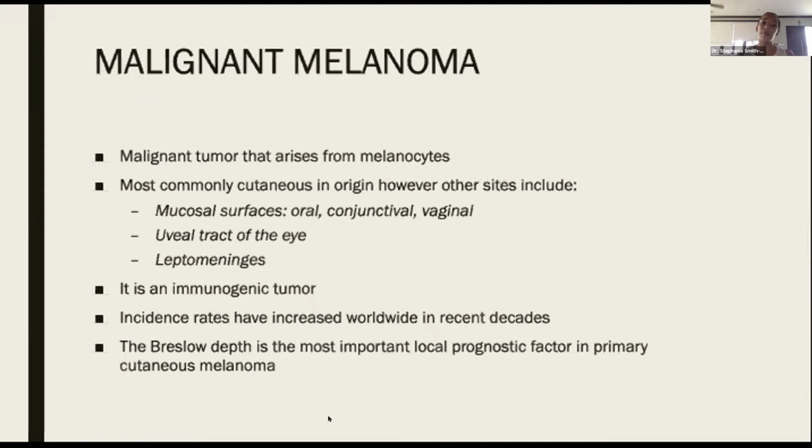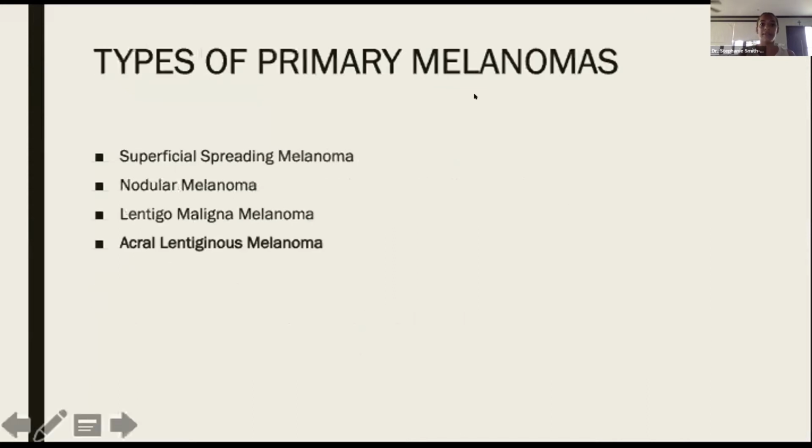So just to mention that the Breslow depth is the most important local prognostic factor in primary cutaneous melanoma, wherever they are located on the body. The types of primary melanomas include the superficial spreading melanoma, which is the most common, nodular melanoma, lentigo maligna melanoma, and acral lentiginous melanoma, which will be our focus this morning. But as I mentioned, the Breslow's depth is the most important prognostic indicator, regardless of the type of primary melanoma.